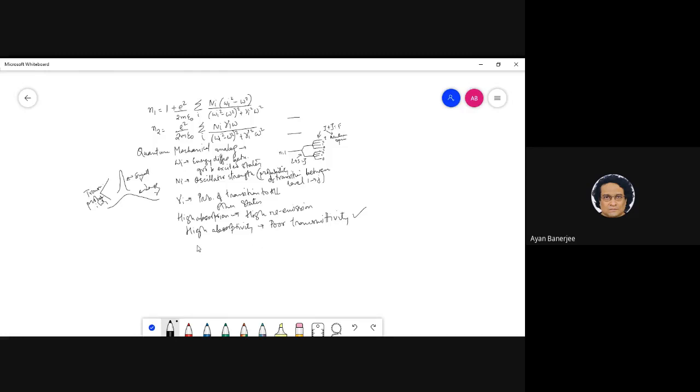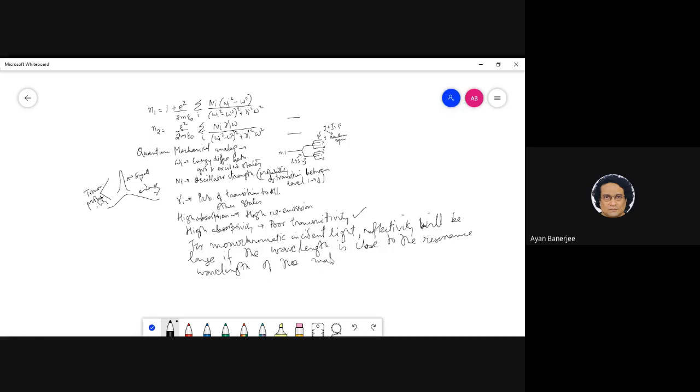Okay, so basically let me just write down that also. For monochromatic incident light, reflectivity will be large if the wavelength is close to the resonance wavelength of the material. Is this part clear?